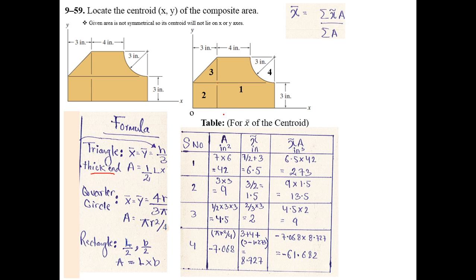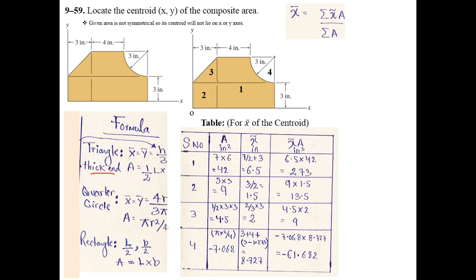Okay, so you are calculating the x tildes for each one of these areas, and remember that x tildes will be calculated from origin. Everything has to be related from origin. So it is 7 by 2, and plus this dimension 3. 7 by 2 plus 3 gives you 6.5. So this is the x tilde measured for shape 1.